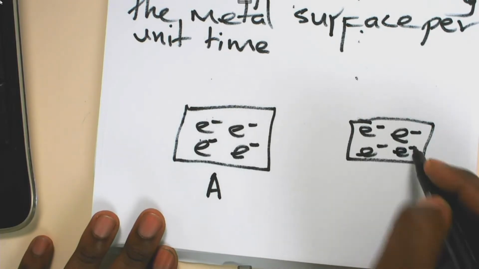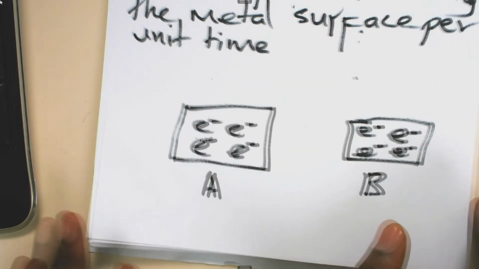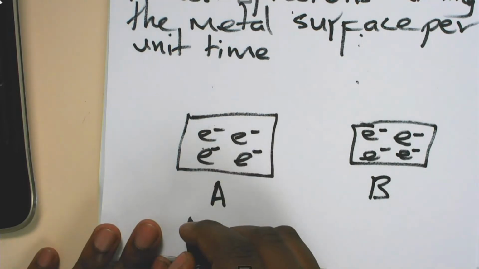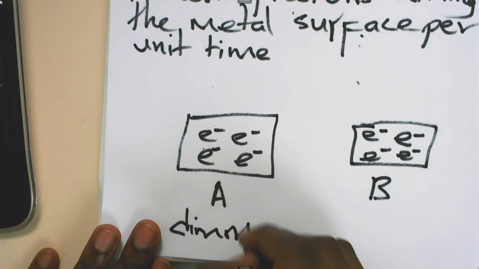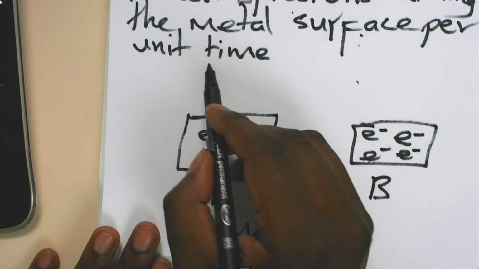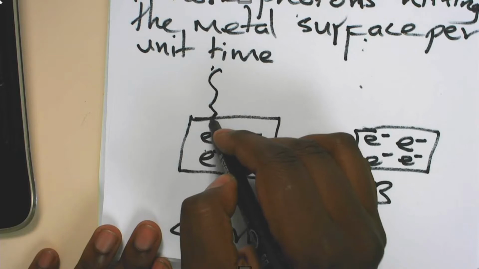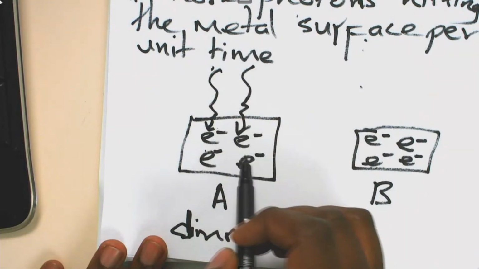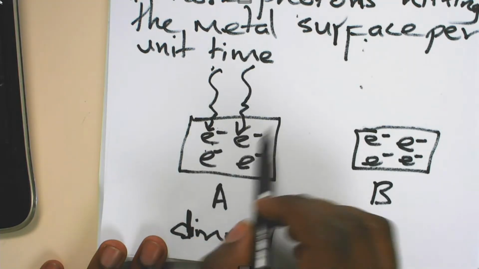Let's say in both metals you are having 4 electrons on the metal surface, as an example. So for a dimmer light, meaning light of low intensity, because we are having a low intensity of light, the photons hitting the metal, maybe we'll have 2 photons hitting the metal, and then we'll have 2 electrons that are released from the surface of the metal.